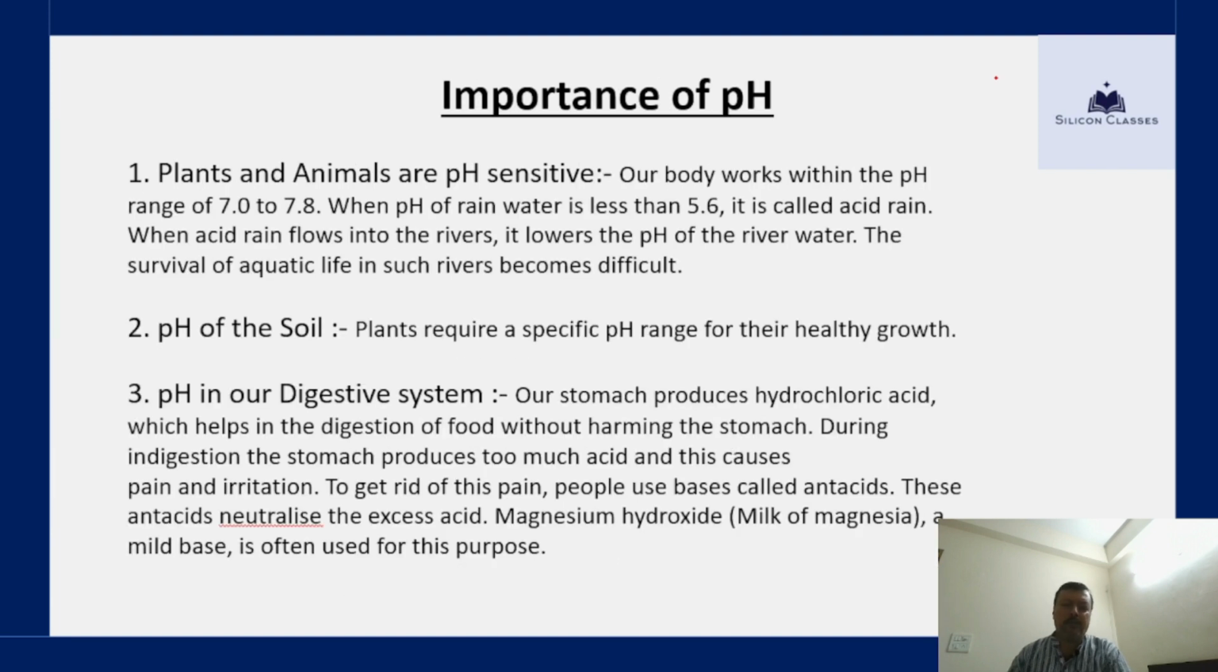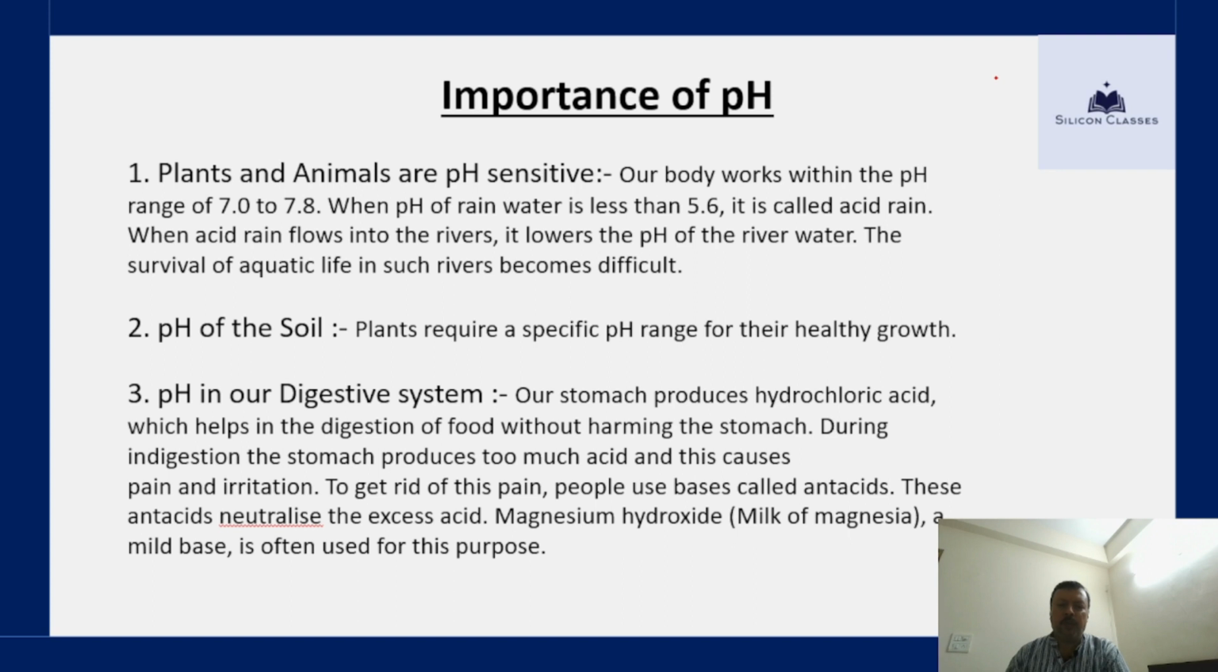What are the importance? There are some points I have to state. Number one, plants and animals are pH sensitive. Our body works within a pH range of 7 to 7.8. When the pH of rainwater is less than 5.6, it is called acid rain. When acid rain flows into the rivers, it lowers the pH of the river water. The survival of aquatic life in such rivers becomes difficult.